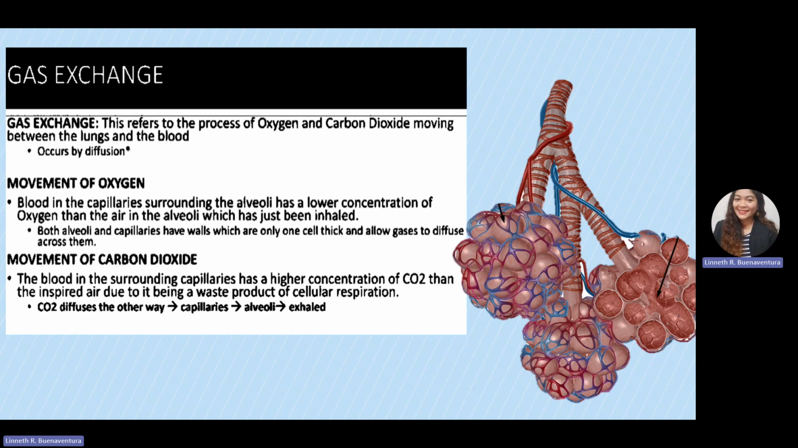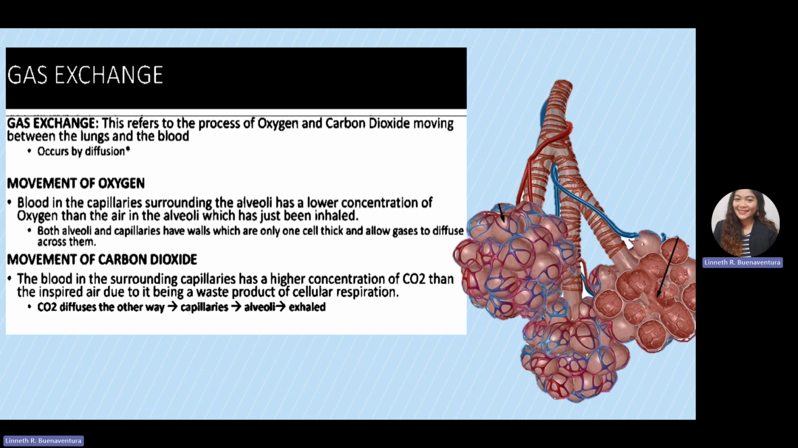Both the alveoli and capillaries have walls which are only one cell thick and allow gas to diffuse across them. So what happens is diffusion from higher to lower concentration. So the carbon dioxide and oxygen diffuse.